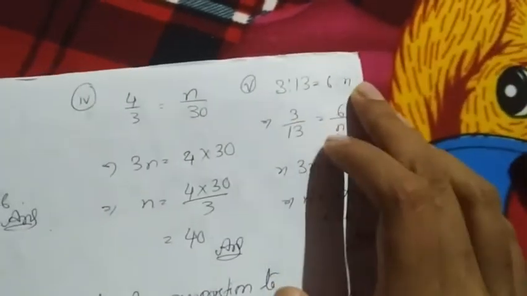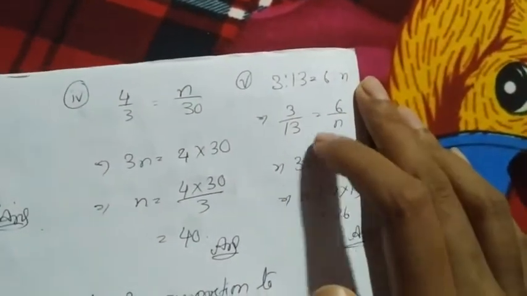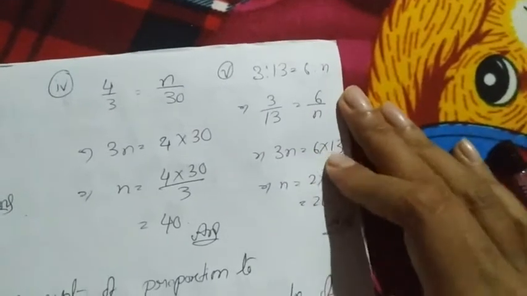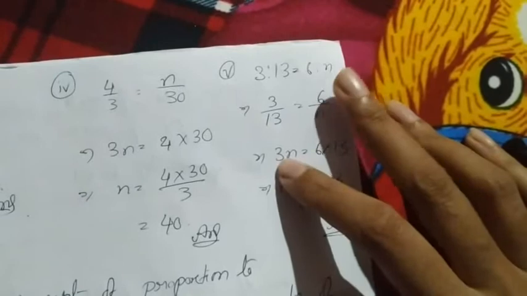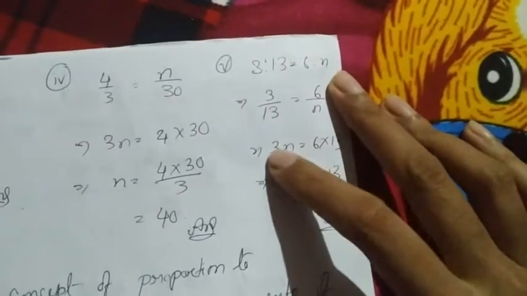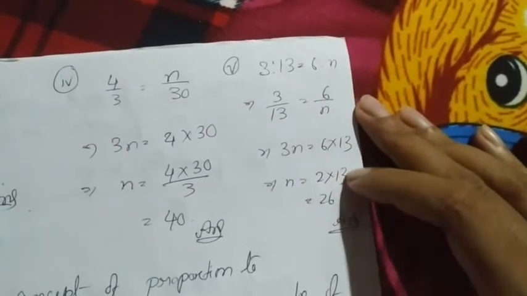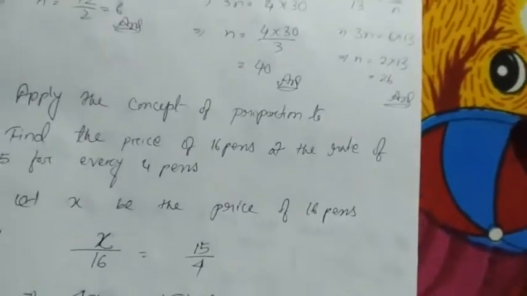3 by 13 equals 6 by n. So 3n equals 6 into 13. So n equals 2 into 13, because 6 divided by 3 is 2, no? So into 13, it is 26.